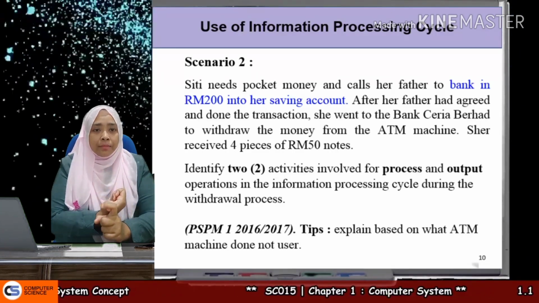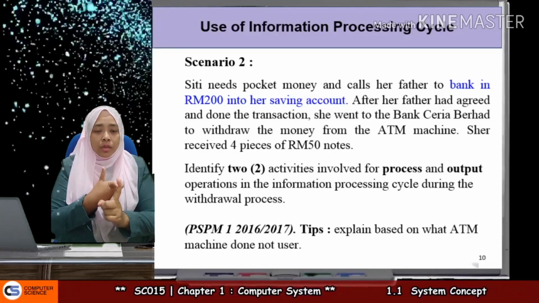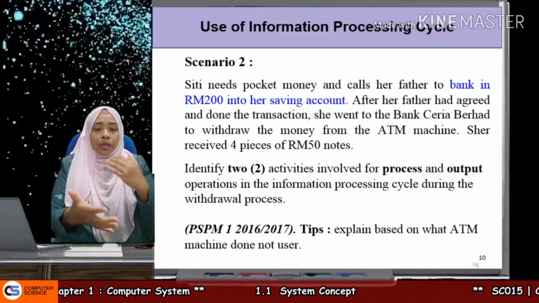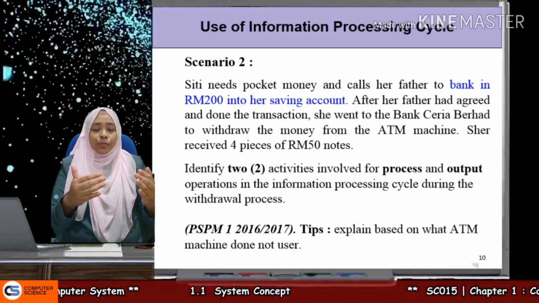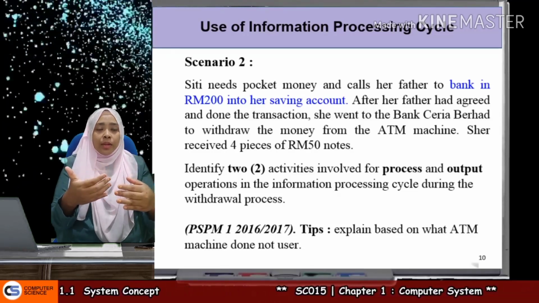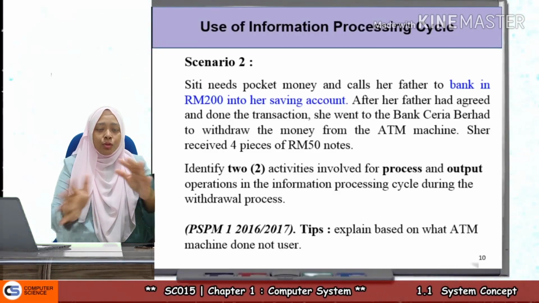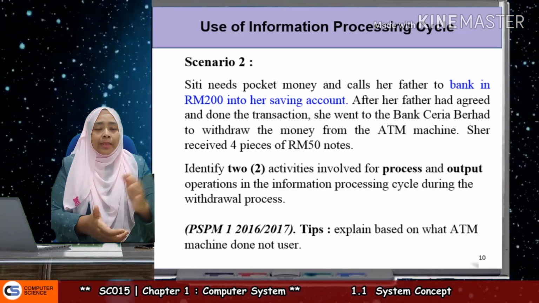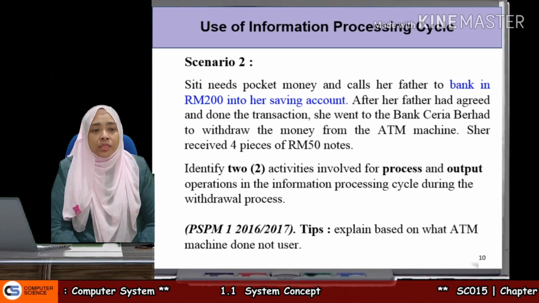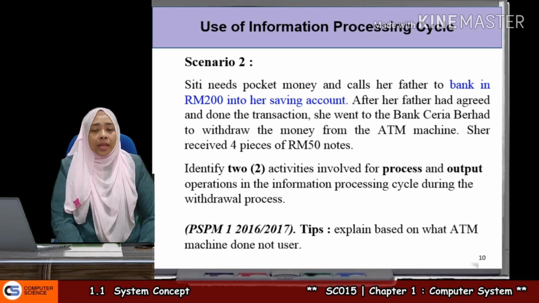Her father banks in 200 into the saving account, that is one activity, and another activity is Siti withdrawing the money at the ATM machine. So you can choose whether you want to explain the information processing cycle based on what her father does, or based on what Siti does. Okay, Siti's activity is withdrawing the money. So you can choose either situation. And then there is a typing error, sure. Actually she received 4 pieces of RM50 notes. Now identify 2 activities involved for process and output.